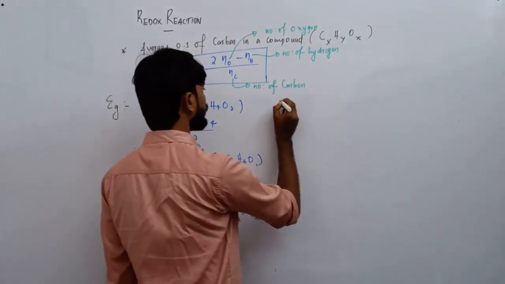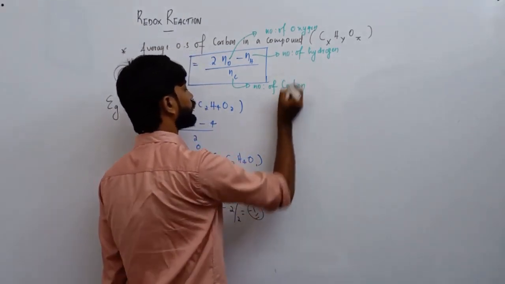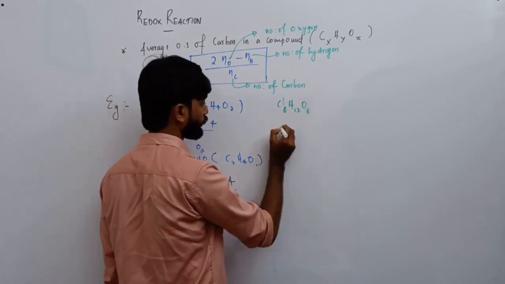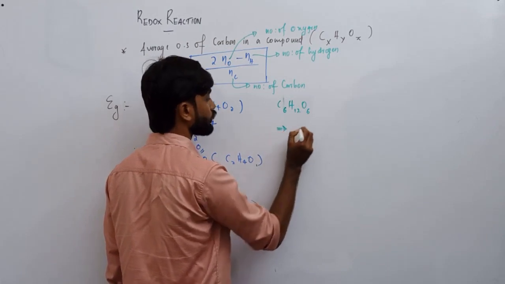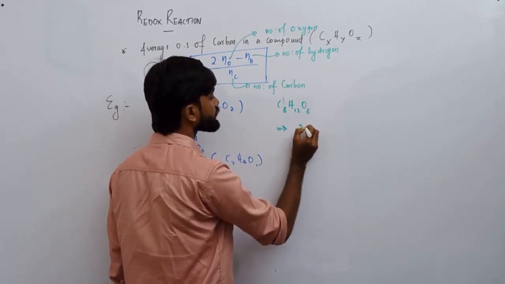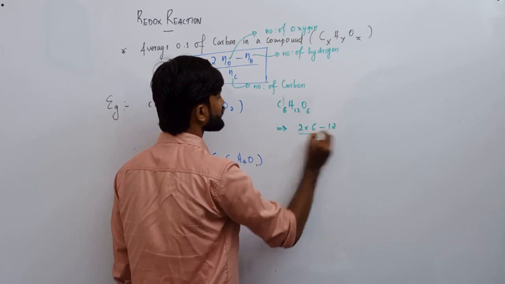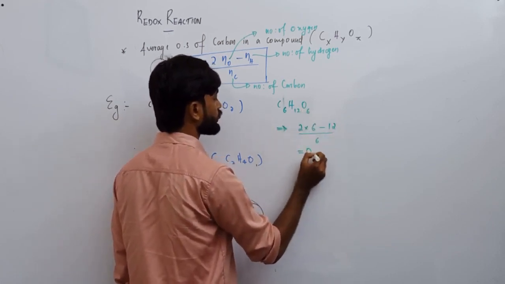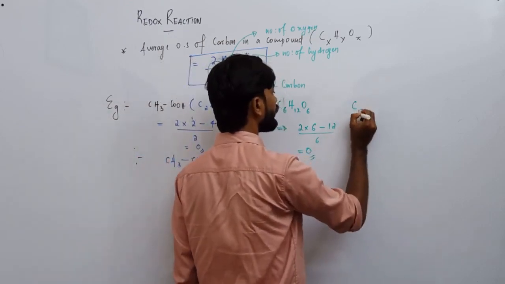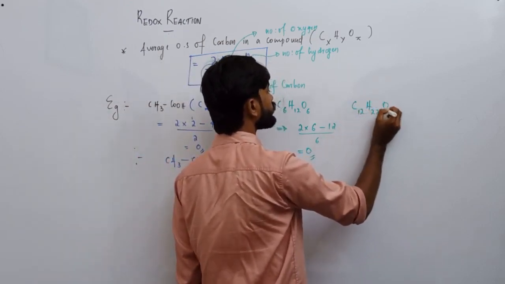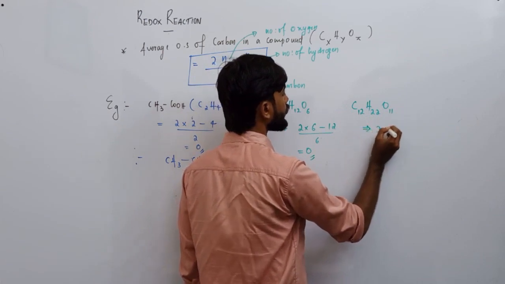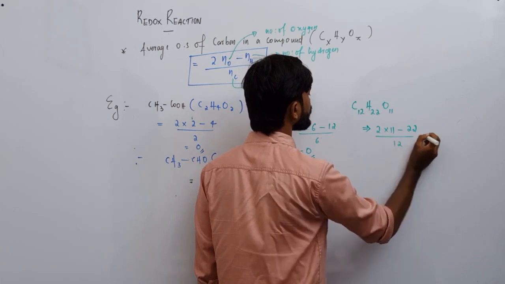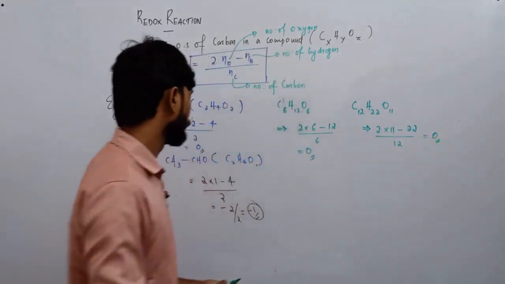The next is your well-familiar monosaccharide, C6H12O6. What about the average oxidation state of carbon? Twice the number of oxygen minus number of hydrogen divided by number of carbon: 2 into 6 minus 12 divided by 6, and it will be 0. What about the sucrose formula, the disaccharide formula C12H22O11? Tell me. Twice the number of oxygen, 2 into 11, minus number of hydrogen, 22, divided by number of carbon is also 0. Okay, fine.